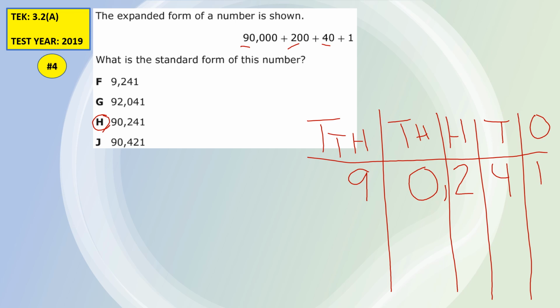Is that the answer that you were able to achieve? If so, that's great. Now let's move on to number 5.